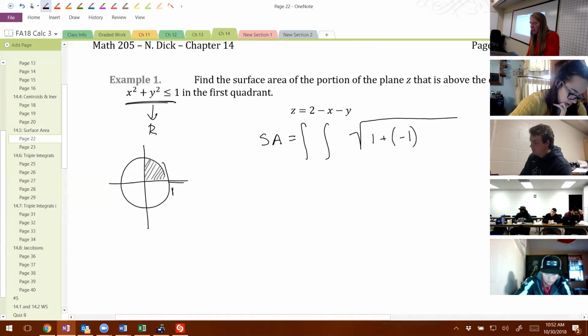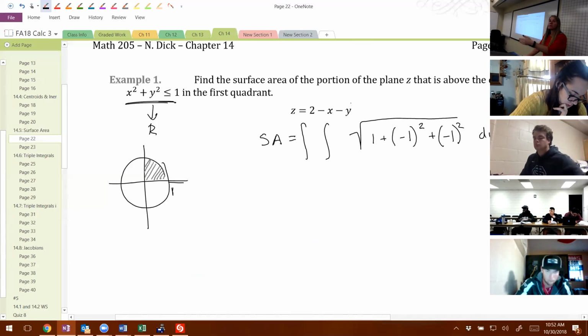Okay, I have to take the derivative of this with respect to y, with respect to x. Squared. Yeah, we do have to square it. And then take the partial derivative with respect to y, which is also negative 1. Just square that. And then we'll keep it dy dx for now. We won't worry about order of integration just yet.